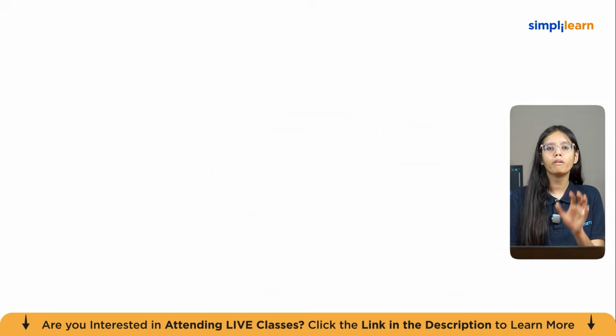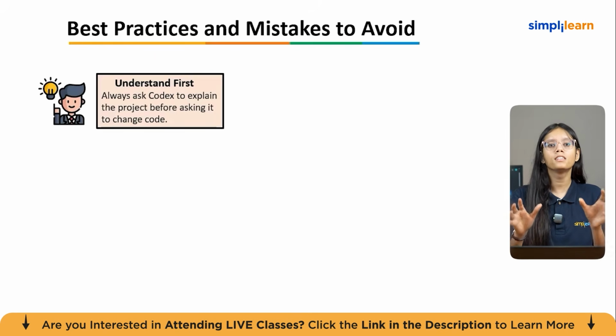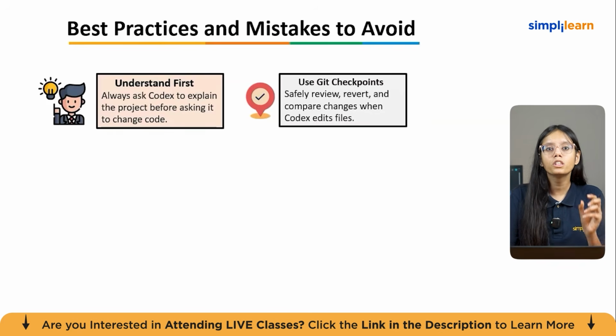Now, before we end, let's summarize the most important best practices and the mistakes you should avoid in your Codex learning journey. So number 1 is always start with understanding. Before asking Codex to change code, ask it to explain the project. Now number 2, use Git checkpoints. Because Codex can edit files, Git can help you safely review, revert, and compare the changes.